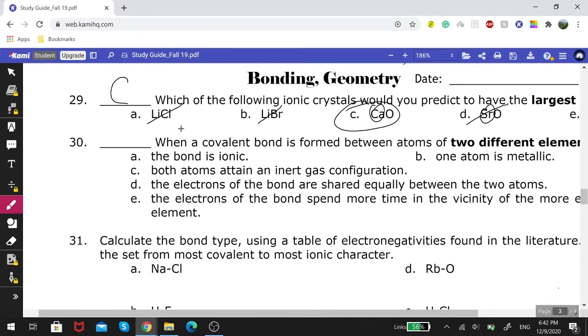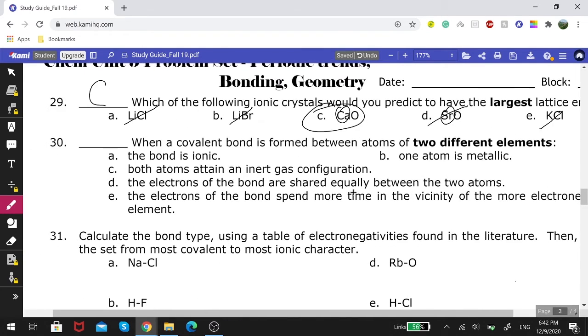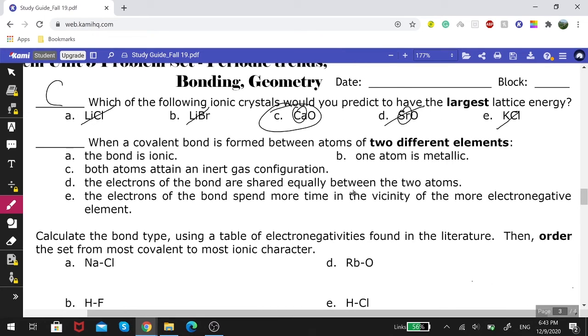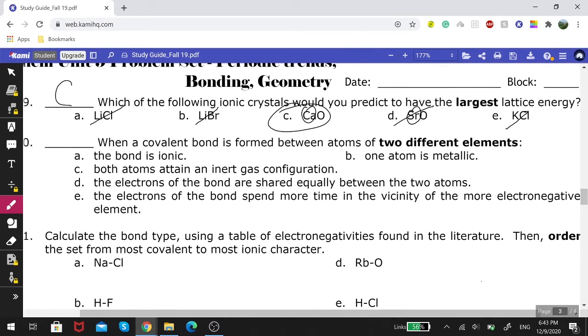Now, when a covalent compound is formed between two different elements, when a covalent compound forms, the bond is obviously not ionic, since I told you it's covalent. Both atoms attain an inert gas configuration. Not sure what that is. The electrons of the bond are shared equally. No, it's two different elements. One of them is a metallic. It doesn't have to be. The electrons of the bond spend more time in the vicinity of the more electronegative element.